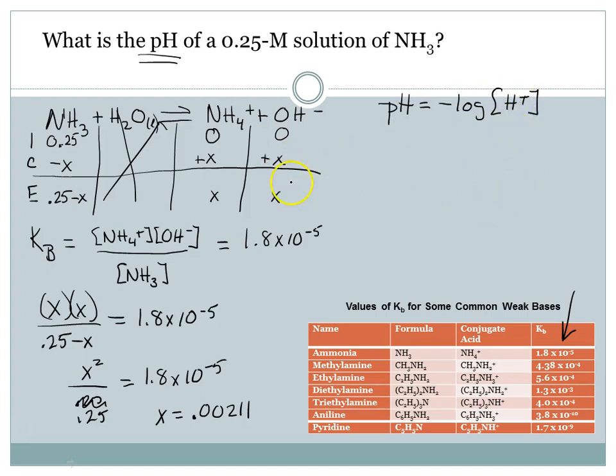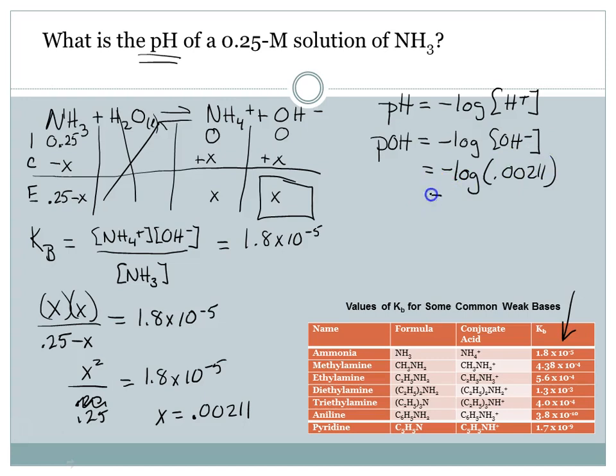Do I have hydrogen ions? Nope, because X is hydroxide ions. So I can't figure out pH directly from hydroxide. What I can figure out though is my pOH. So since I know my concentration of hydroxide ions, I'm going to take the negative log of your X value, what you just figured out, and that's going to give me a pOH of 2.68.